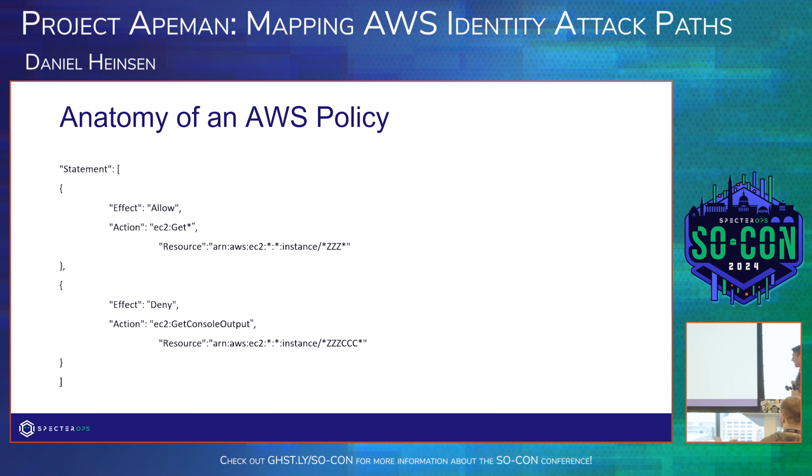So in this case, this is an example of a resultant set of policies. We might have one statement that says you can call EC2 get star, so that means like get EC2 instance, get instance profile, whatever. If it starts with get, you can call it on any EC2 instance that has the letters ZZZ. But then you could say, but I want to deny get console output specifically for any instance that has ZZZ CCC in it. So now we kind of have like this hole in our matrix that we can't call, right? And we need to be able to model that up in our graph, right?